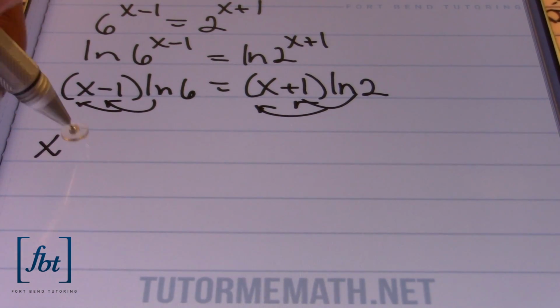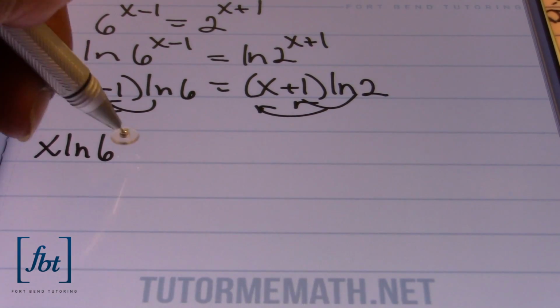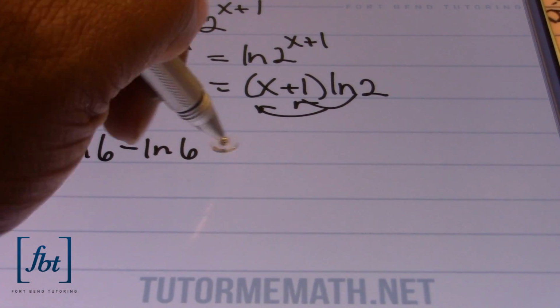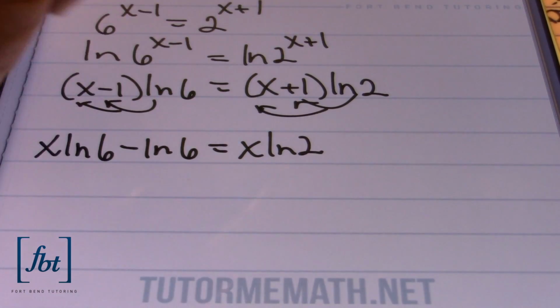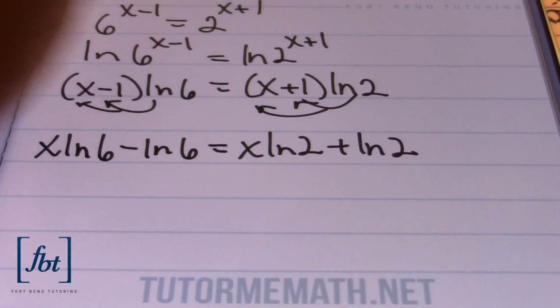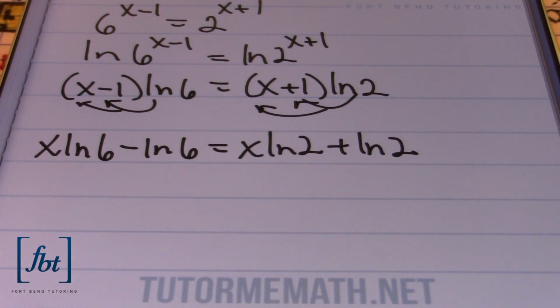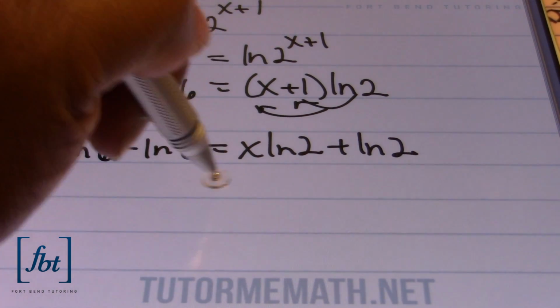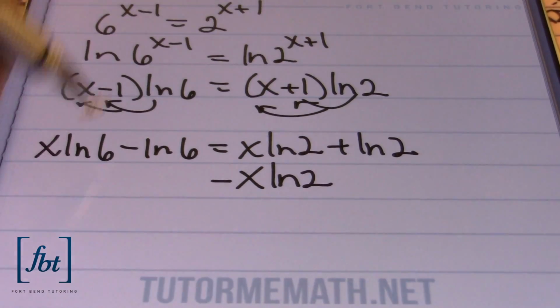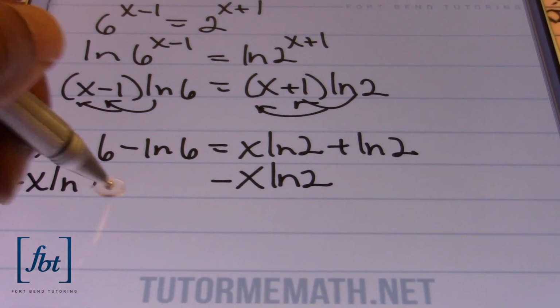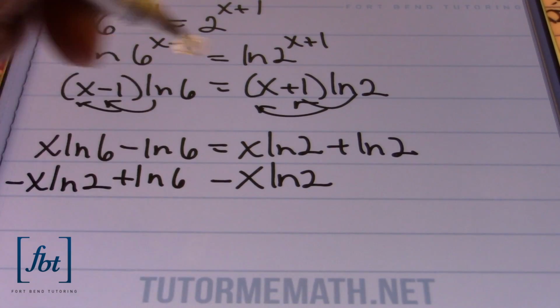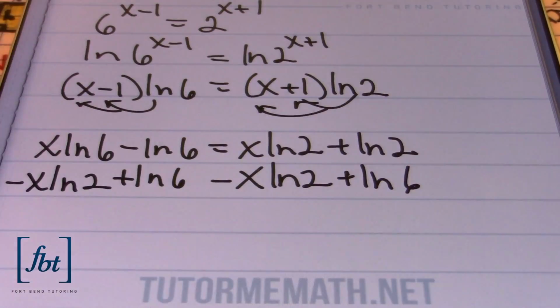I'll have x times the natural log of 6 minus the natural log of 6 equals x times the natural log of 2 plus the natural log of 2. I'm going to put all the terms that have my variable x on one side of the equal sign. So that means I'll be subtracting x times the natural log of 2 from both sides, while simultaneously adding the natural log of 6 to both sides.